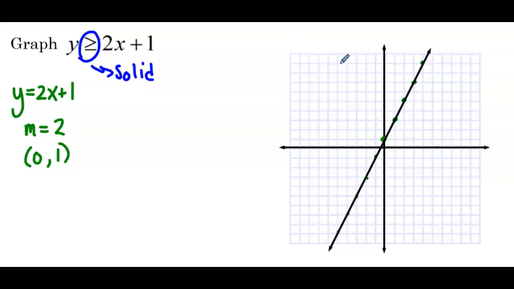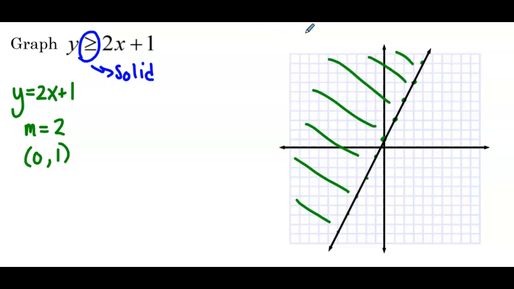So are we going to shade above or below the line? In this case, I'll show two different ways that we can think about this. First is think mathematically. We're looking for where points have a y-coordinate that's greater than or equal to 2x plus 1. Well, any point above the line is going to have a y-coordinate greater than 2x plus 1, because the points where y equals 2x plus 1, those are all the points on the line. So the points whose y-coordinate is greater than 2x plus 1 are above the line.